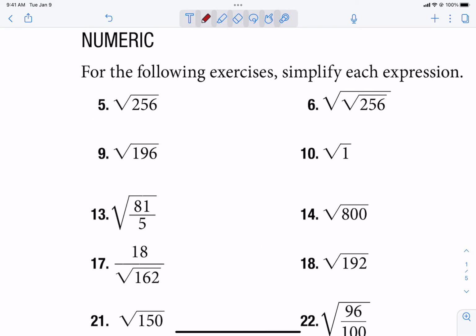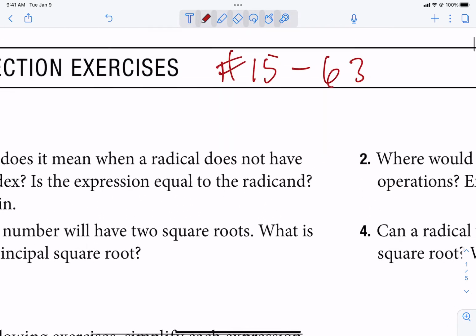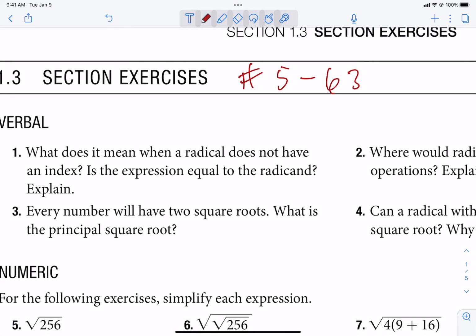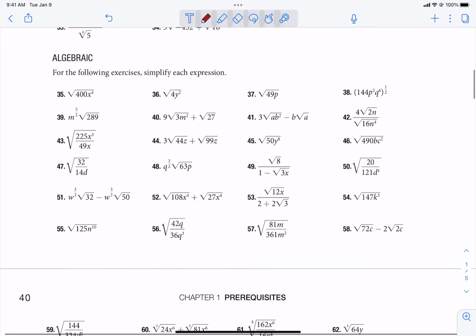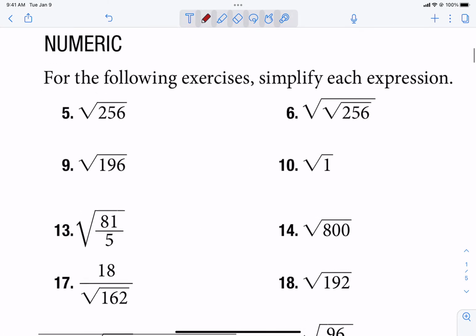Remember, we're doing 15 to 63, and that was typed wrong. It should be 5 to 63, and I'll change that in a minute. Do we want to just do the odds? Yeah, we'll do odds, 5 to 63. Okay, so let's start with number 5.